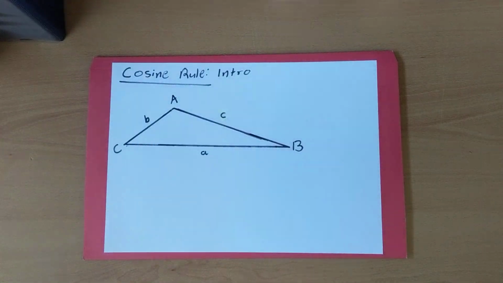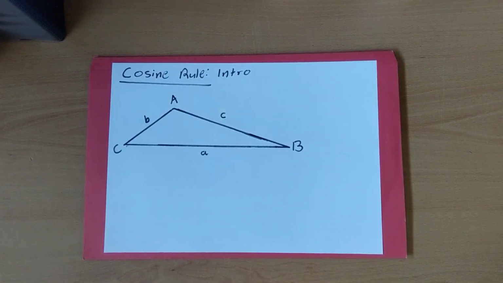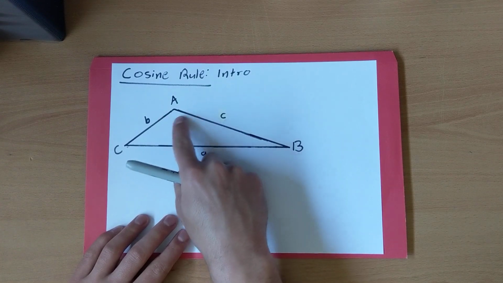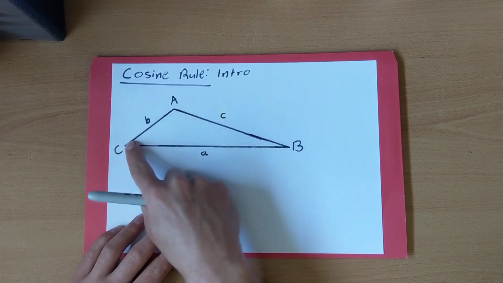Now that we have had a look at the sine rule in the last couple of videos, there is another rule that goes along with it, the cosine rule. So when we have this triangle, which again I've labeled the corners A, B, and C, that's how we're going to refer to each of these angles.